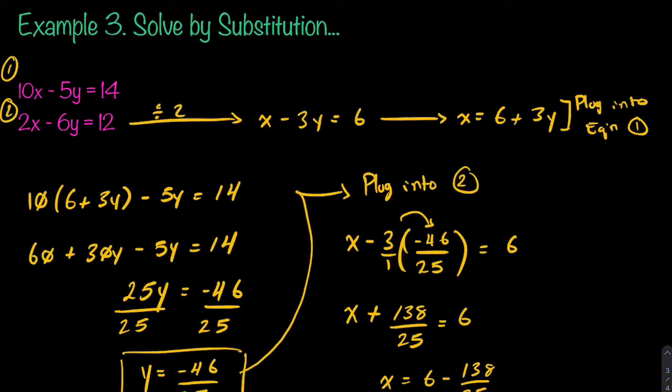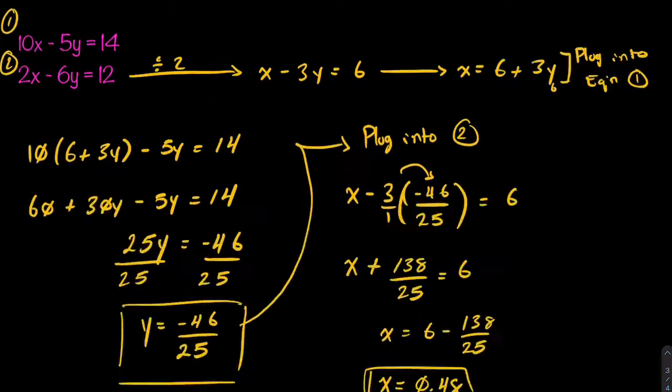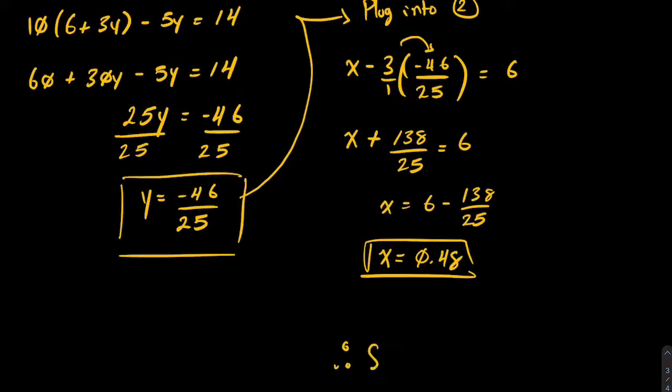And this I would just do on the calculator. 6 minus 138 divided by 25. It's about 0.48. Let's see if I have my calculator on me. No, I don't. Well, whatever. The solution is negative 46 over 25, comma, 0.48. Just do something like that.